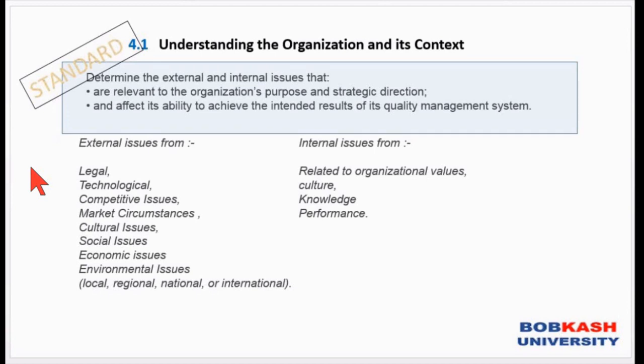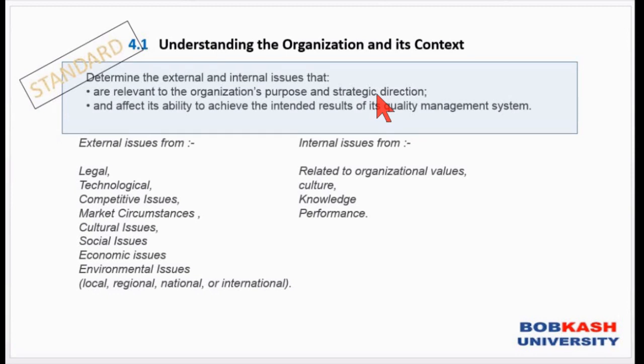So let's see the standard again. It says determine the external and internal issues. See here it is using the word issues, which is nothing but the circumstances which affect the organization and which is nothing but the context of the organization. So determine the external and internal issues that are relevant to the organizational purpose, which is the start. We have just seen in the previous slide, organizational purpose is the start. Its strategic direction, that means how it is going to meet the end results.